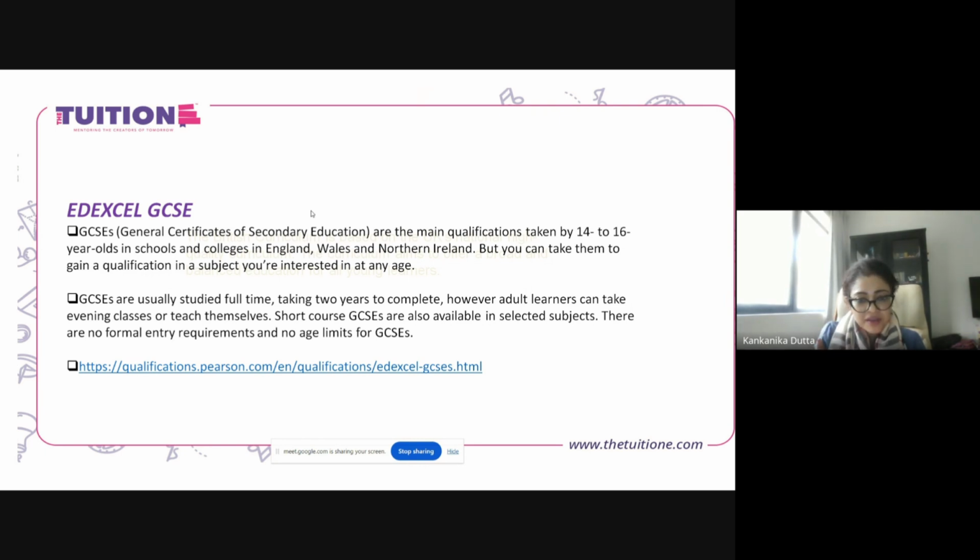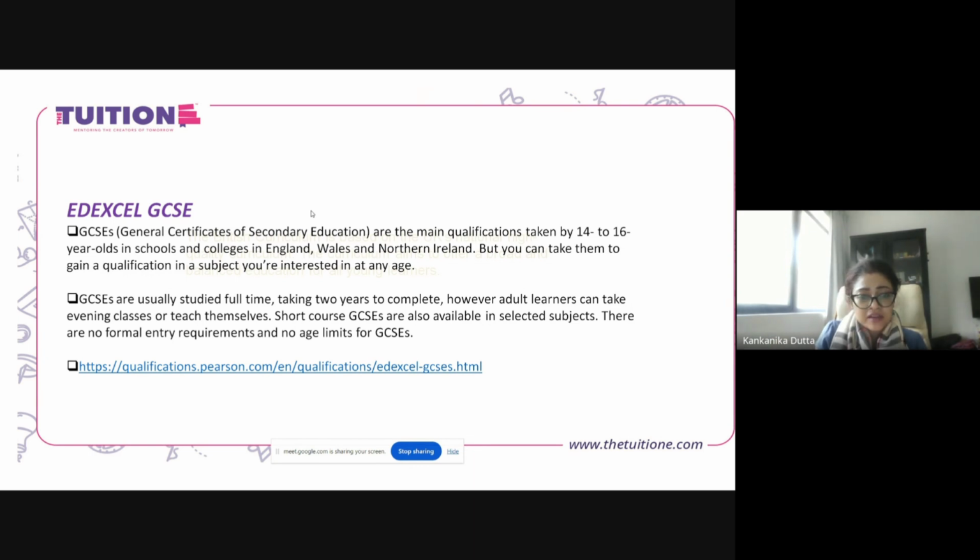So roughly, if I say A and A star is 7, 8, and 9, B and C is 4, 5, and 6 in the recent grading system, and D, E, F, G is 1, 2, and 3 in the recent grading system. That is how it is comparable, but it is not stuck to any particular marks. It depends on the overall or holistic result of that year.